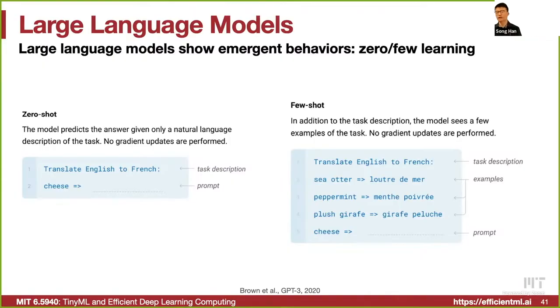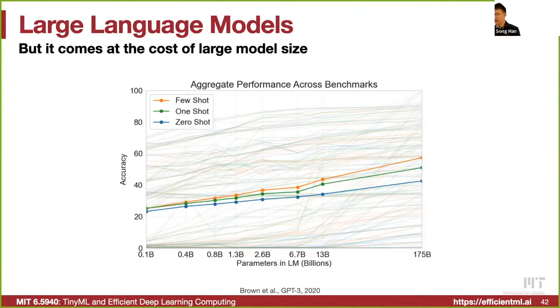So again, there's no gradient, there's no fine tuning. I just design the prompt smartly. The model is capable of doing such zero shot or few shot learning. This seems a very exciting capability. However, as we can expect, this comes at a very high cost.